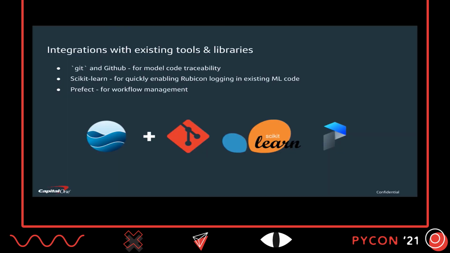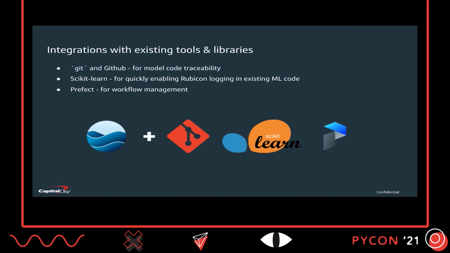To recap, we've seen how Rubicon integrates with Git and GitHub in order to link experiment runs directly back to their source code, how the Rubicon Pipeline can get scikit-learn users up and running with Rubicon logging in no time, and how Rubicon plays nicely with Prefect to log more complicated workflows.